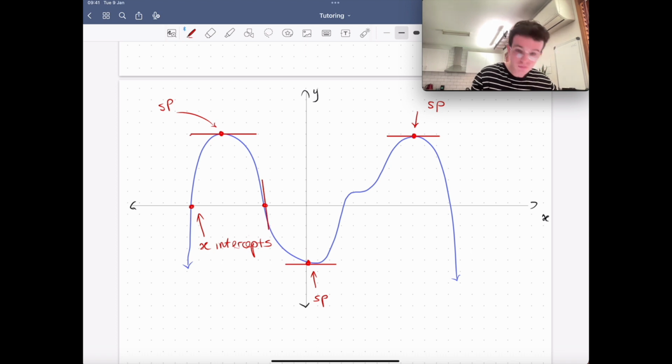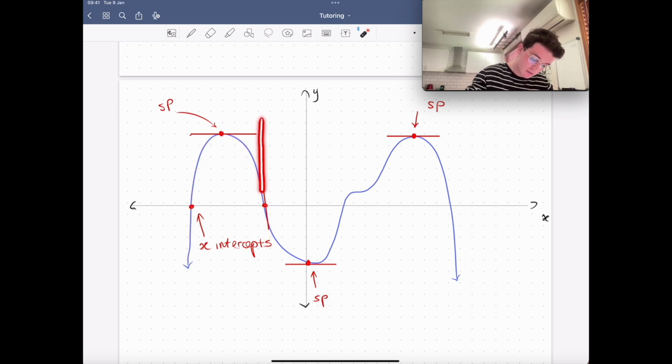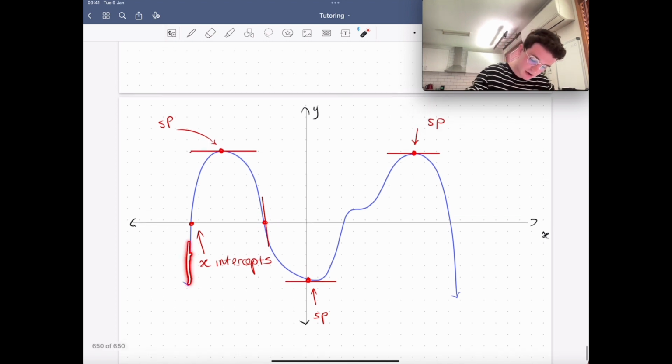So, a point of inflection is a point at which the graph stops becoming concave down and starts to become concave up, or the other way around. It stops becoming concave up and starts becoming concave down. If we think of parabolas, this would be a parabola that's concave down. And if I looked at this part of the graph, this would be a parabola that's concave up. But at this very point here, the graph stops becoming concave down and it starts becoming a concave up parabola.